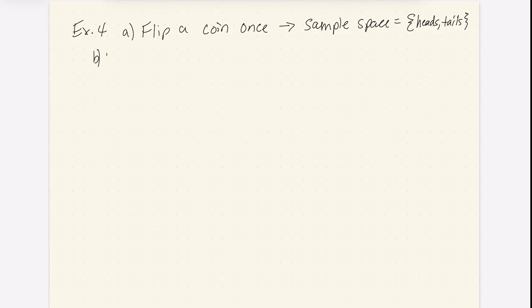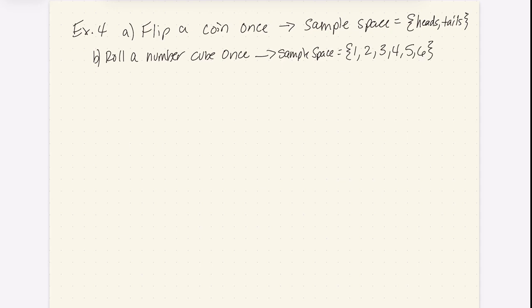I want to know if I roll a number cube once, what my possible outcomes are, so my sample space. If I roll, I could get a 1, I could get a 2, a 3, a 4, a 5, or a 6. So my sample space is 1, 2, 3, 4, 5, 6.